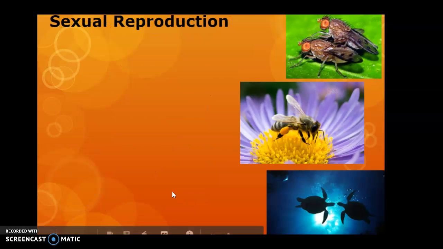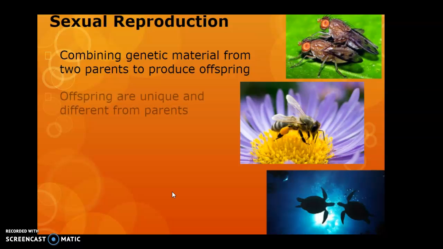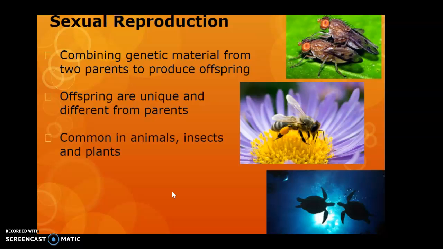Sexual reproduction, on the other hand, requires the union of cells, the union of genetic information. So we have a combination of genetic material from both parents. Both parents contribute to the offspring, and therefore the offspring is unique. They're different from their parents, but they have a combination of information. This is very typical in animals, and insects and plants even reproduce sexually as well.